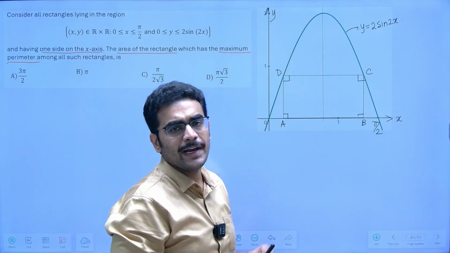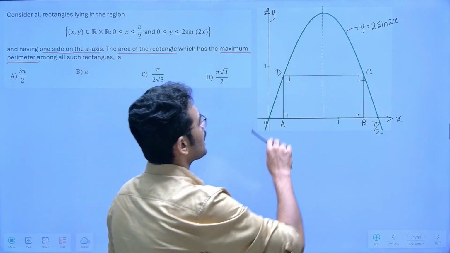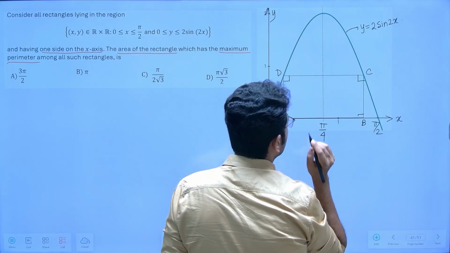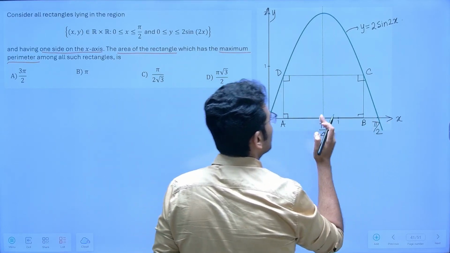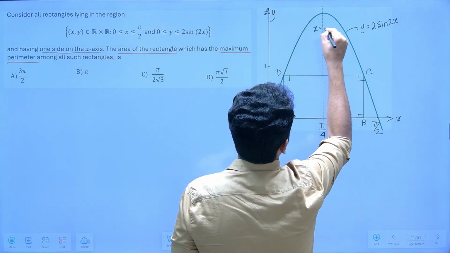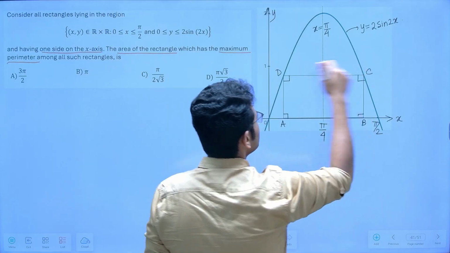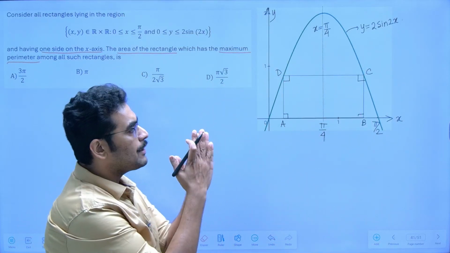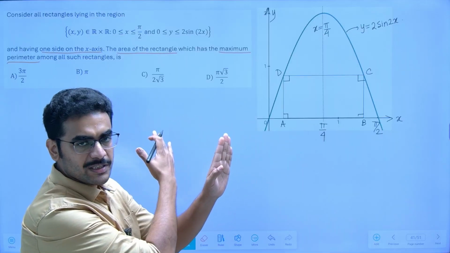First of all, you see 2 sine 2x graph, this particular branch is symmetrical about the midpoint, that is pi by 4. This is 0, pi by 2, mid value is pi by 4. This is the x equal to pi by 4 line. And since it is a rectangle, it should be symmetrical about the line x equal to pi by 4. Pi by 4 right side and the left side should be symmetrical.